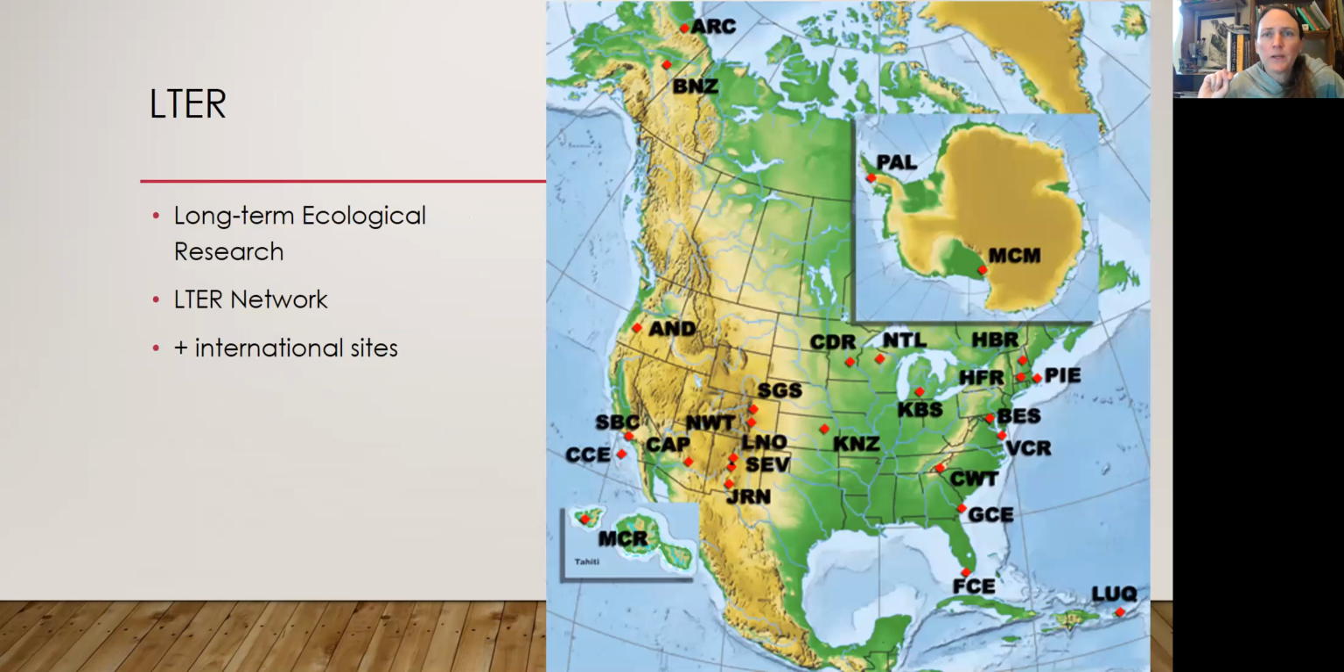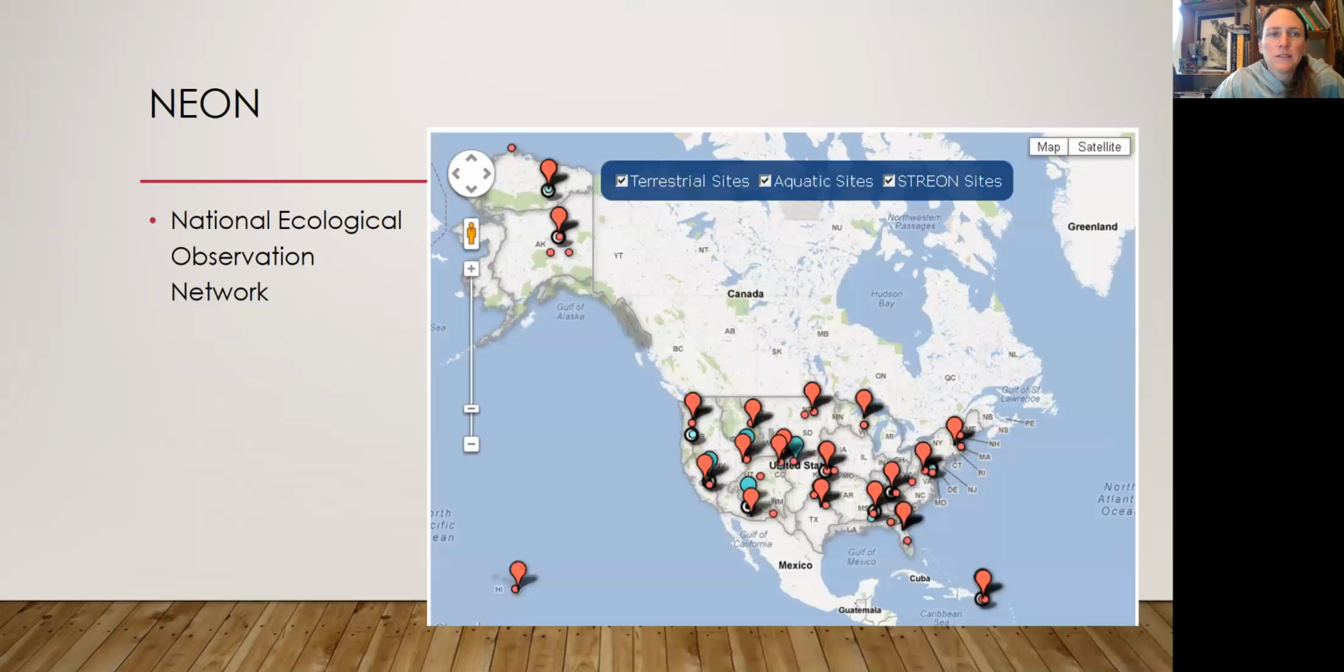And the best way that we can study these things across large enough scales is through the Long-Term Ecological Research Network, or the LTER network. Here you can see the different sites that belong to the LTER network. We do have some international sites as well, and some of them down in Antarctica. We also are building what's called the National Ecological Observation Network, or NEON, and that's all just in the United States. We have both terrestrial and aquatic sites.